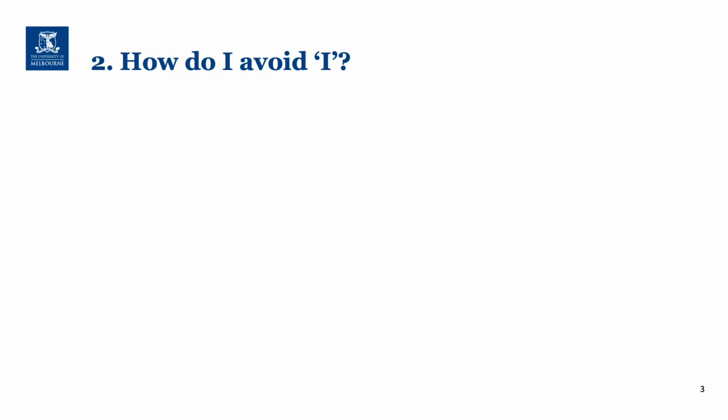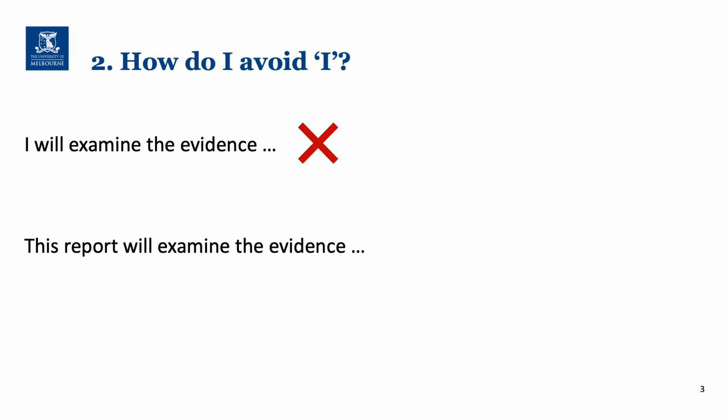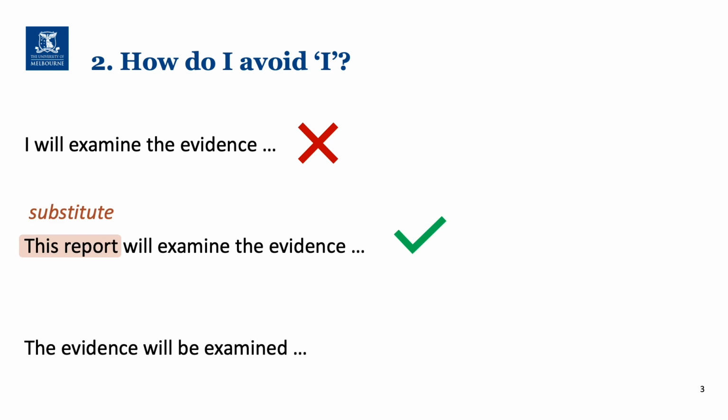In academic writing, your ideas should be supported with evidence and logical reasoning. Personal pronouns like I are associated with personal opinions and beliefs, so they are often avoided in academic writing, unless the genre or task specifically requires you to talk about your own actions or experience. Reflective writing, for example, requires you to do this. However, most academic writing does not use first person. To avoid I in the example, "I will examine the evidence," you can substitute it with something else, such as "this report," or you can write it in passive voice as "the evidence will be examined."